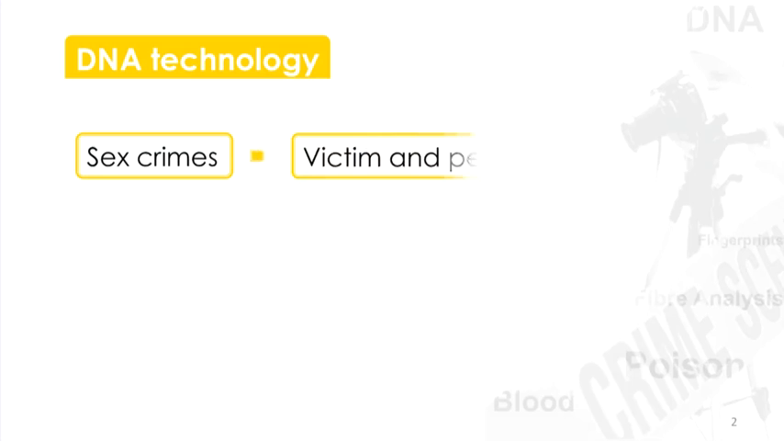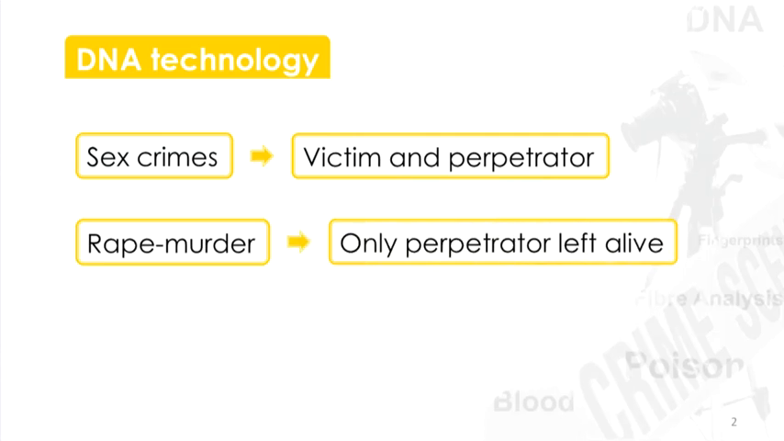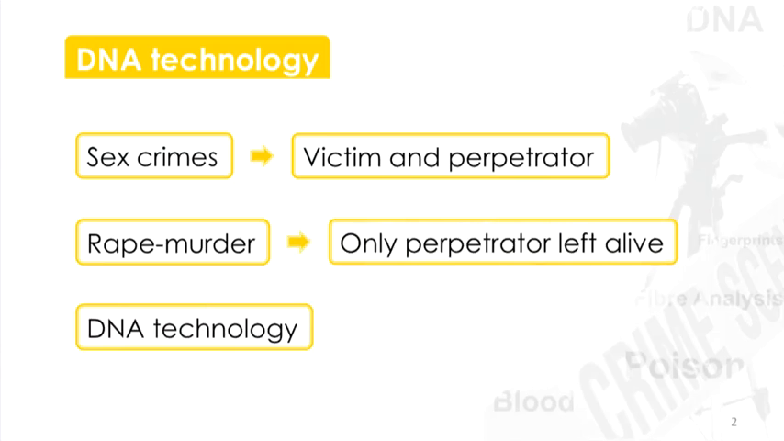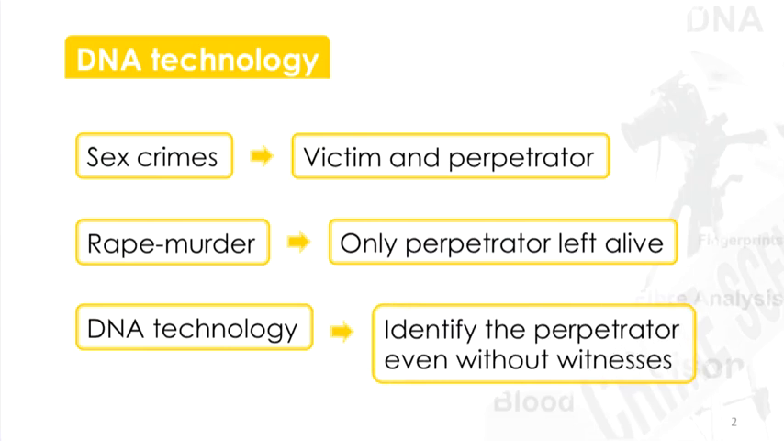One area where DNA technology has made an enormous change is in sex crimes. Because previously in a sexual assault or rape case, there might be only the victim and the perpetrator. And of course, if it's a rape murder, there's only the perpetrator left alive. But DNA technology means that forensic scientists can identify the perpetrator of these crimes, even though there is no witness.